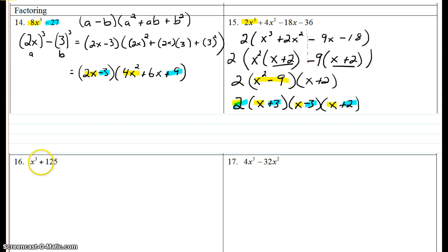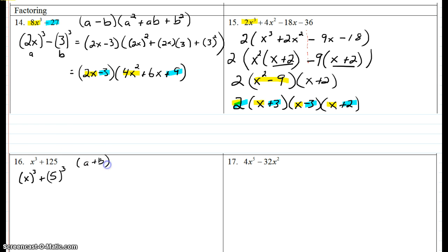Alright, over here we have x cubed plus 125, so can we write this as cubes? That's good. And then does something cubed give us 125? The answer is yes, 5. 5 times 5 is 25, and 25 times 5 is 125. And so now we should write our formula.